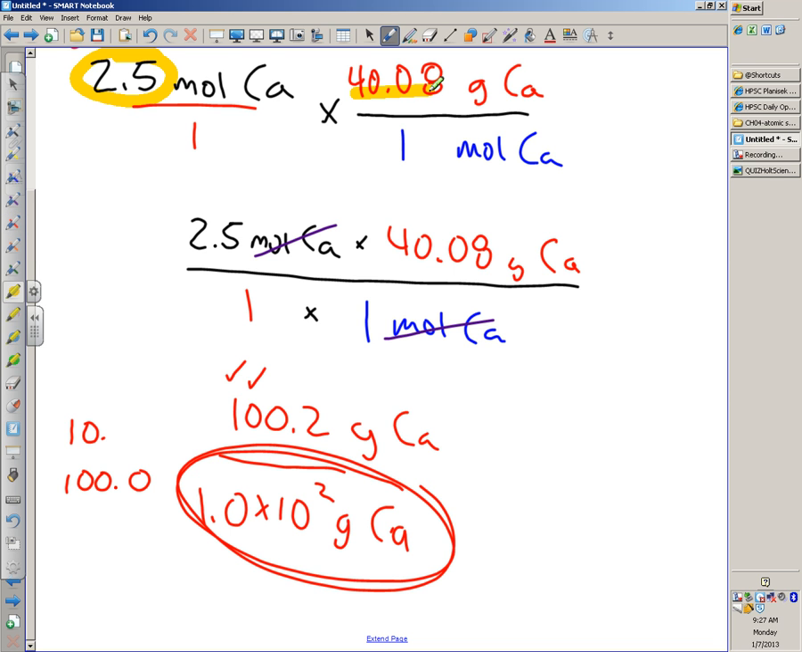1 point for this part of the conversion factor, 1 point for this part of the conversion factor, 1 point for the answer. The answer is half a point for the number, half a point for the unit and significant digits. Good there? Want to do another one on your own? Wait, so if we didn't do significant digits, we would only get 2.5 out of 3? Okay.